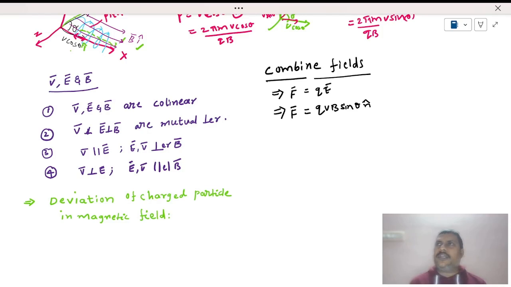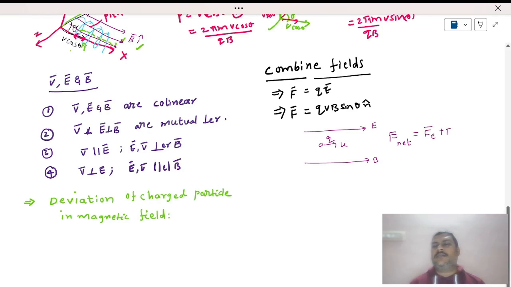So now first, all are collinear. That means all fields and all directions are collinear. This is the electric field E bar, and this is the magnetic field B bar. Here the charged particle is projected with velocity U. The net force F net, with the charged particle positive, consider a proton, is equal to the electric force plus the magnetic force. The electric force is Q into E, plus the magnetic force is 0 because U and B are parallel. So theta is equal to 0, sin 0 is 0. You understand this.